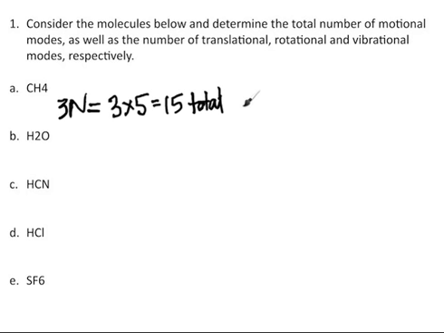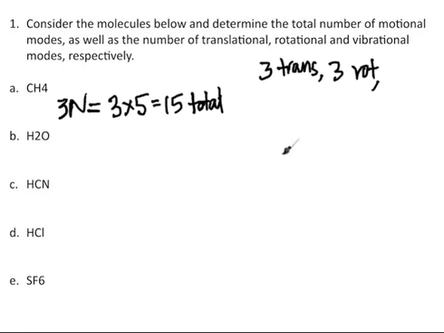Okay, now to calculate the number of translational modes is easy because most molecules have 3 translational modes. So for our purposes, all these molecules will have 3 translational modes. Now if the molecule is linear or nonlinear, this will affect the number of rotational modes. So methane is a nonlinear molecule, right? It is tetrahedral. That means it will have 3 rotational modes. Linear molecules will have only 2 rotational modes.